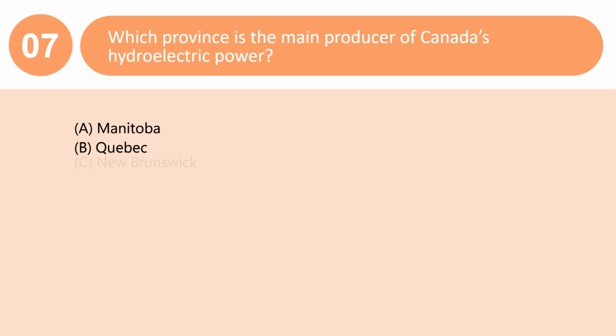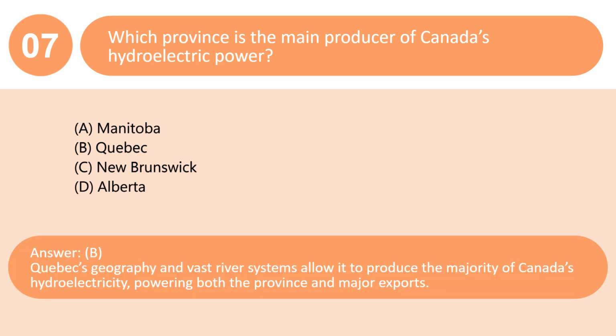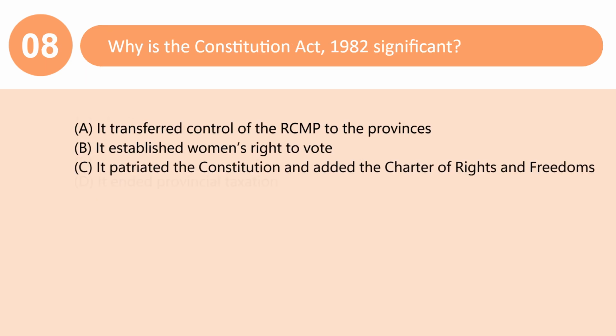Which province is the main producer of Canada's hydroelectric power? A. Manitoba. B. Quebec. C. New Brunswick. D. Alberta. Answer: B. Quebec's geography and vast river systems allow it to produce the majority of Canada's hydroelectricity, powering both the province and major exports.